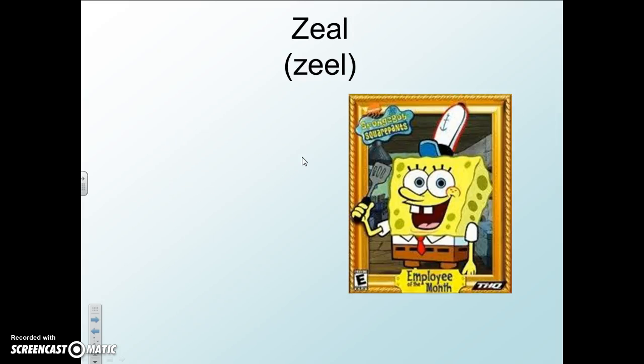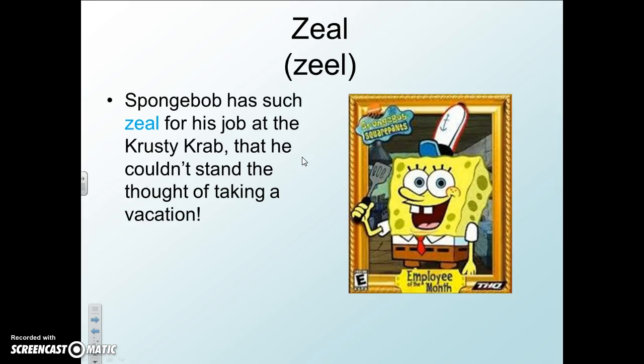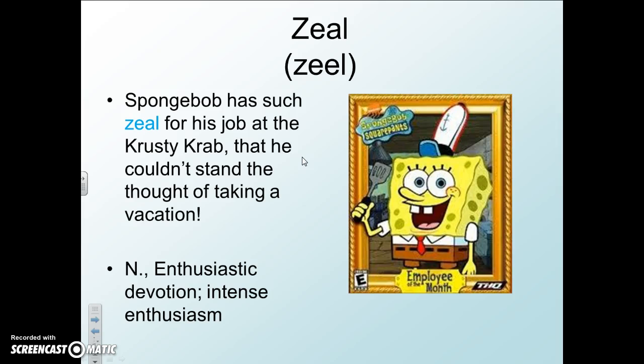Next, zeal. SpongeBob has such zeal for his job at the Krusty Krab that he couldn't stand the thought of taking a vacation. We know SpongeBob is extremely passionate about his job. So he has zeal, enthusiastic devotion, intense enthusiasm, or simply passion.